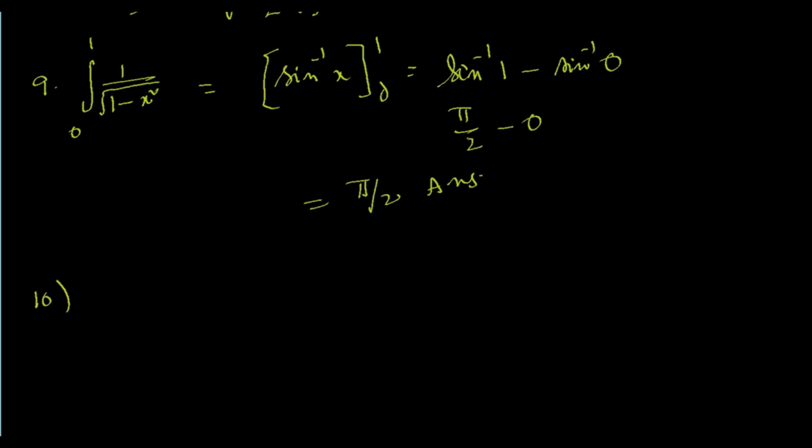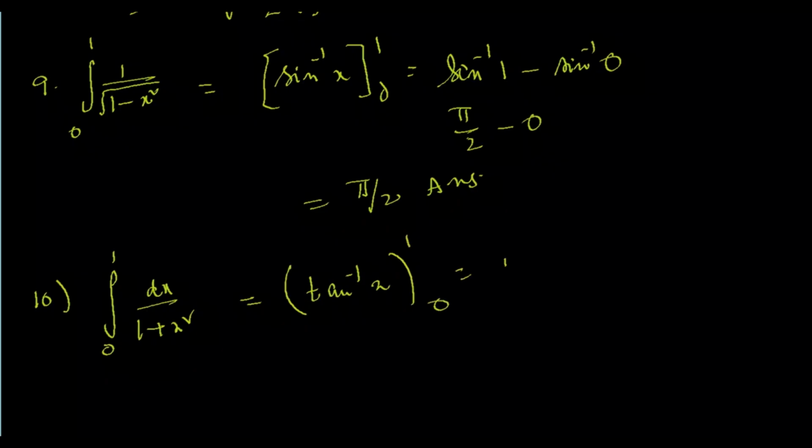10th problem. 0 to 1, dx by 1 plus x square. This is also a special function. Tan inverse x from 0 to 1. It is tan inverse 1 minus tan inverse 0. This is pi by 4 and that is 0. This is the answer.